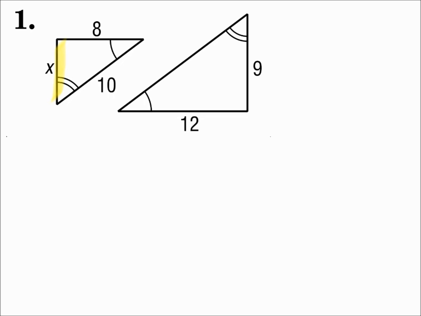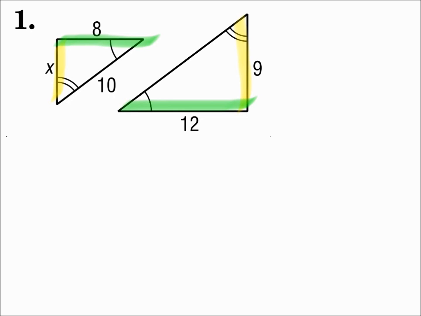On the left, the side length x is between the angle not marked and the angle with 2 arcs on it. That pairs up with 9. 9 is between the angle not marked and the one with 2 arcs. We also have on the right triangle a side of length 12, which is between the 1 arc and not marked. That pairs up with 8. That's between the 1 arc and not marked. The remaining side, 10, with a side without a value, we won't use those.